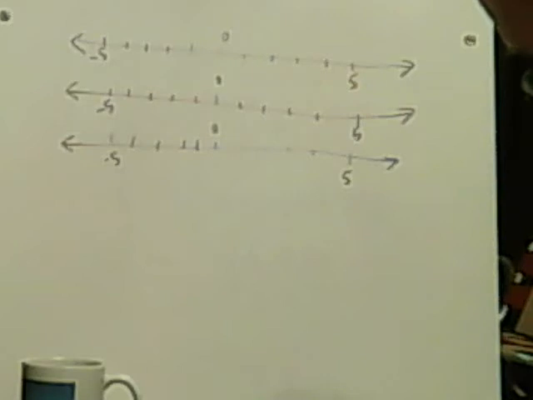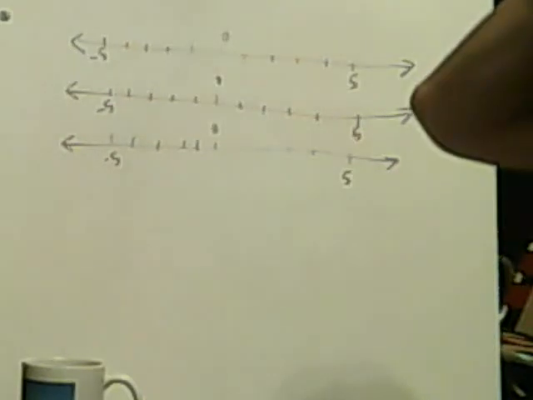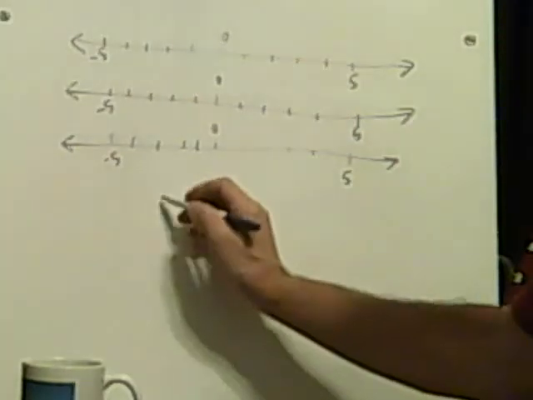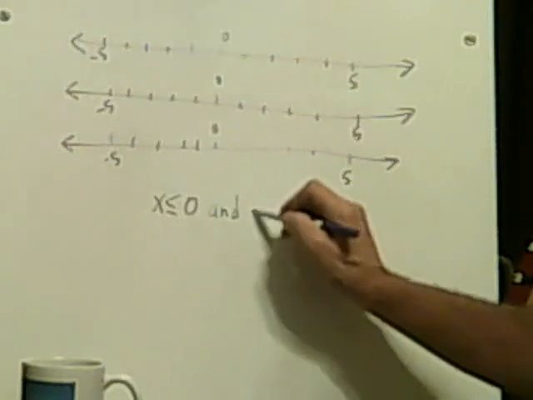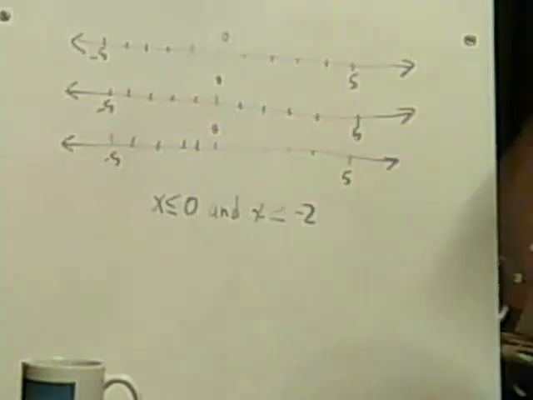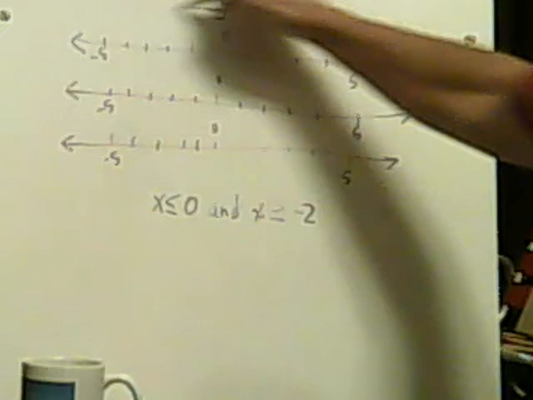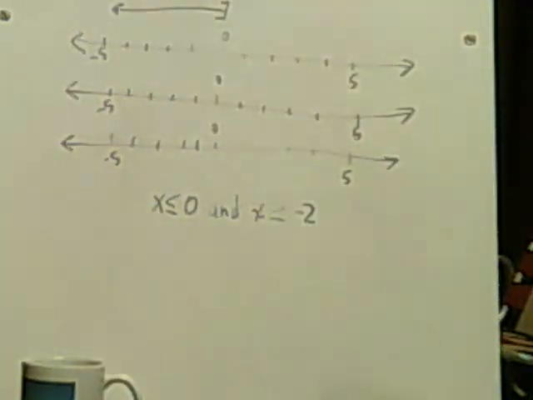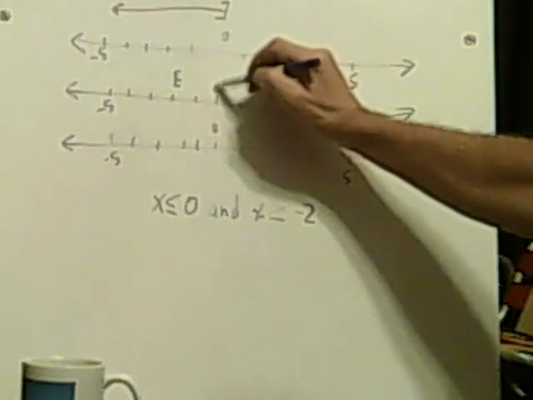We're going to graph the two inequalities on the first two number lines, and we're going to graph the solution set on the third number line, and then we're going to write the solution in interval notation. Okay, and the first one is going to be x less than or equal to 0 and x greater than or equal to negative 2. So on the first one, we're going to do x less than or equal to 0, so that's going to be this one. On the second one, I'm going to do x greater than or equal to negative 2. That's going to be this one.